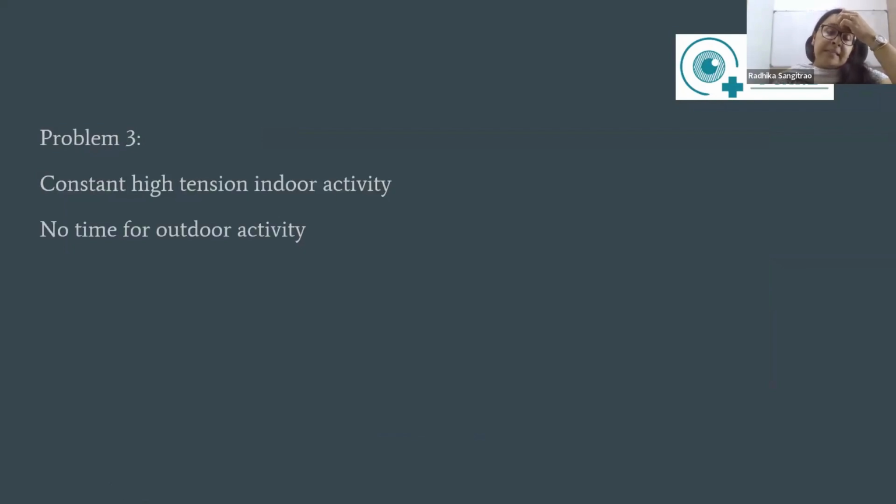Now the third problem is that there's constant high-tension indoor activity going on, and there is no time for outdoor activity. There have been studies that have proved that outdoor activity is the only way, especially now in children also. If you want to avoid the development of a minus number in the child, avoid the development of myopia, then it has been proved that if the child spends at least 2 hours outdoors playing some game or just spending time outdoors, this delays the onset of myopia in those children.